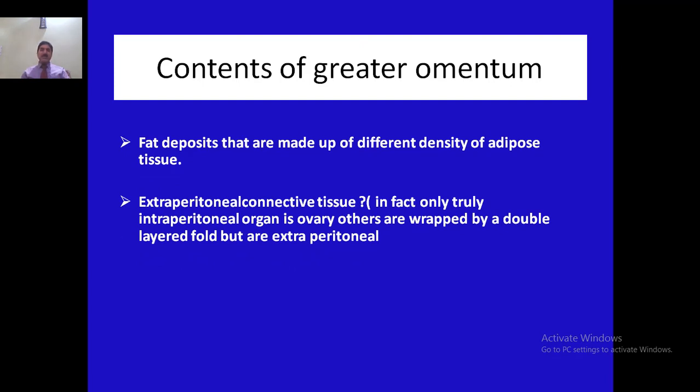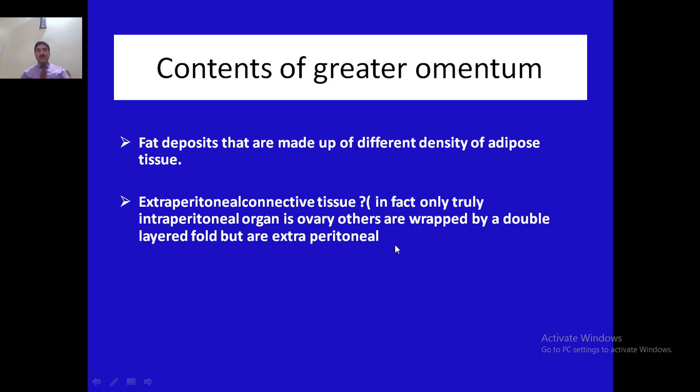Greater omentum is basically a double-layered fold of the peritoneum, so it contains fat deposits which are made up of different density of adipose tissues. Extraperitoneal connective tissue. Here you should not get confused about why I have mentioned extraperitoneal connective tissue. In fact, the only truly intraperitoneal organ is the ovary. Others are wrapped by a double layer fold but are extraperitoneal. The same is true with this greater omentum.